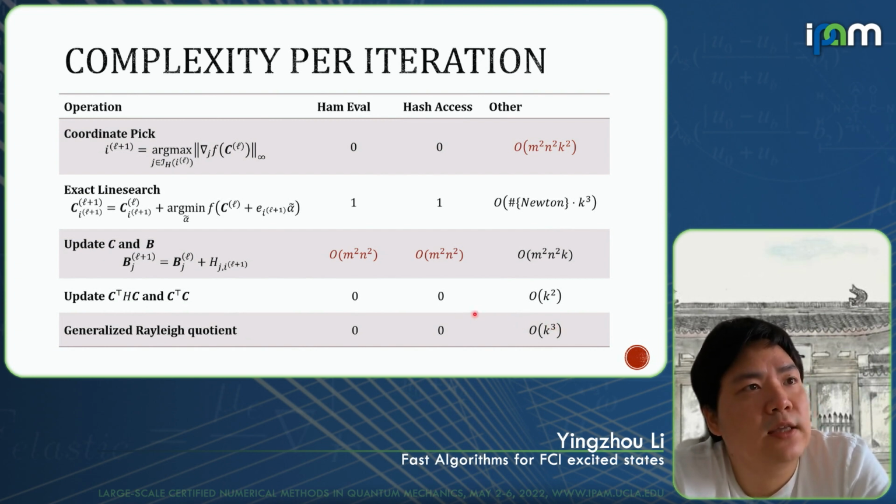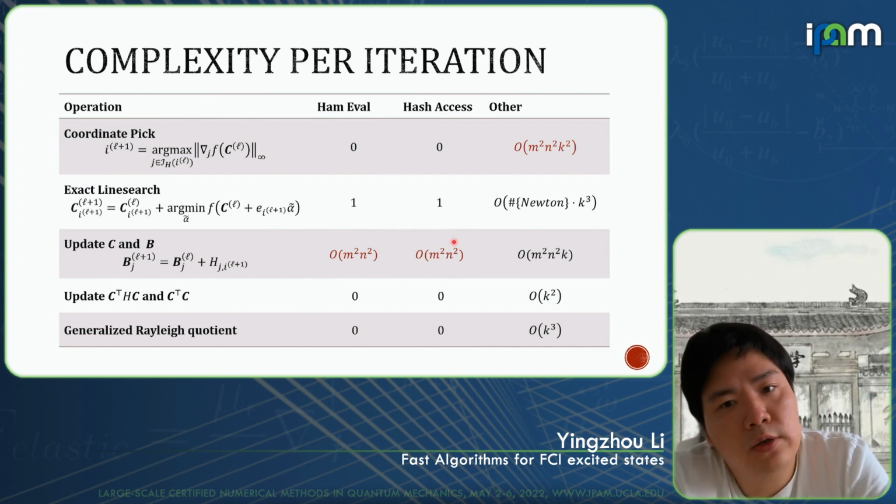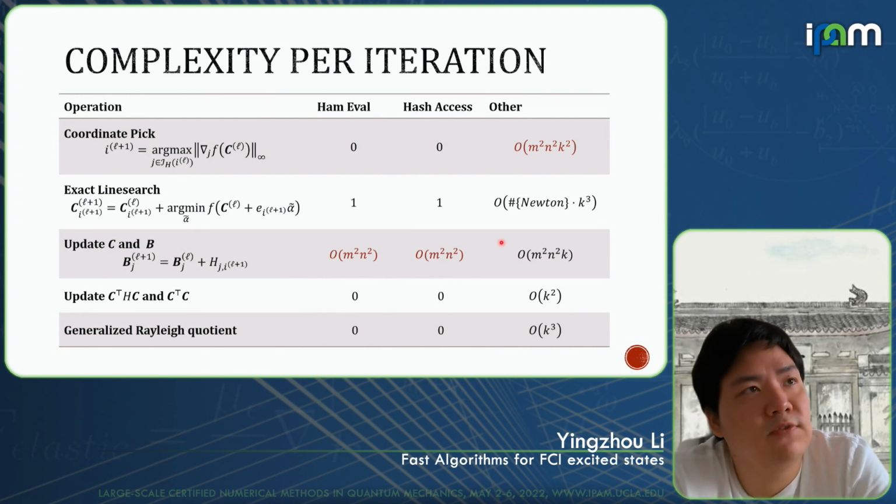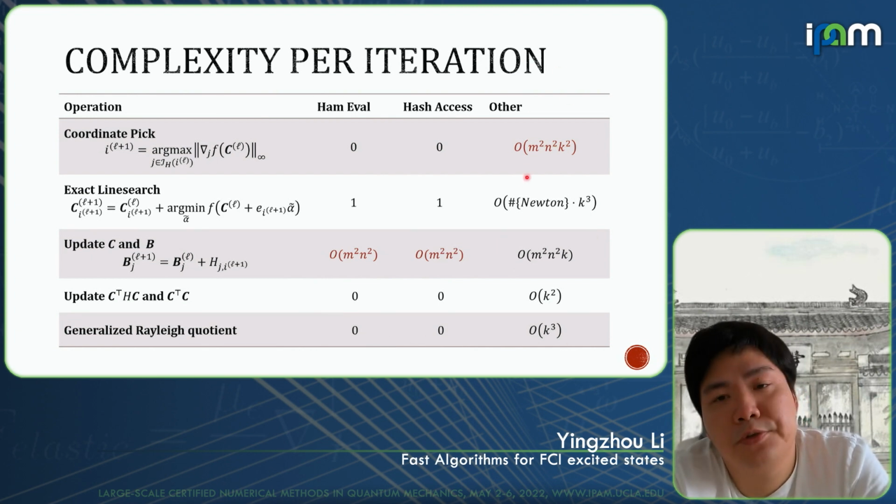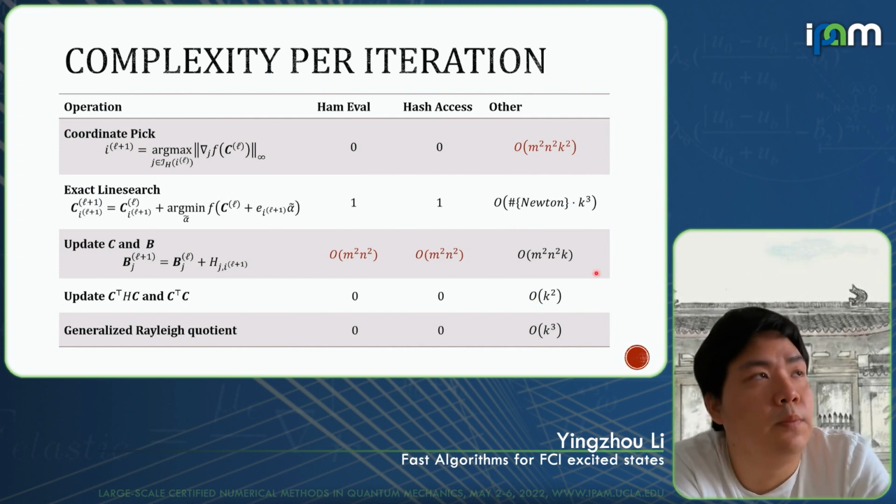We emphasize that although the other costs look higher than the hash table and the Hamiltonian evaluation, since k is relatively small compared to m and n, and also because of the prefactor here, the dominating cost is actually Hamiltonian evaluation and hash table access. That's why we separate these two parts. For the ratio between these two parts, in our current implementation, it is roughly half and half. We spend roughly 40% of the time in Hamiltonian evaluation, 40% of the time in hash table access, and the remaining 10-something percent doing other things. This is the current time distribution among these three parts.